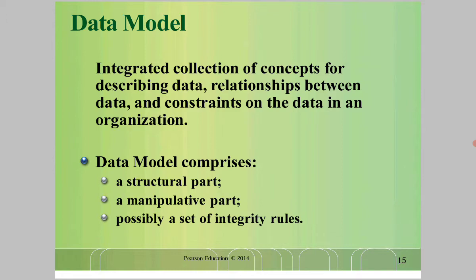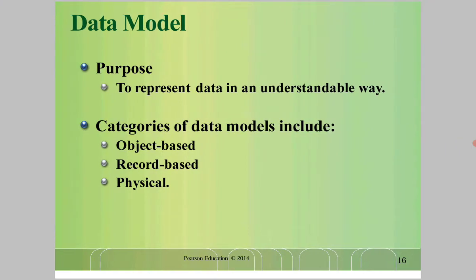A data model comprises a structural part, a manipulative part and possibly a set of integrity rules. Every data model explains the structural part, meaning the structure of the DBMS, and the manipulative part, meaning the various relationships or other procedures, and integrity rules, meaning how to create database integrity rules. The purpose of using a data model is to represent data in an understandable way.